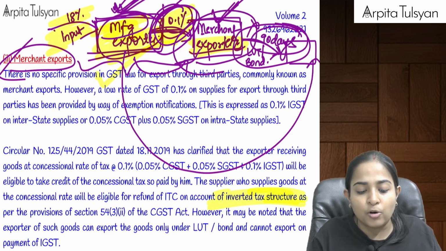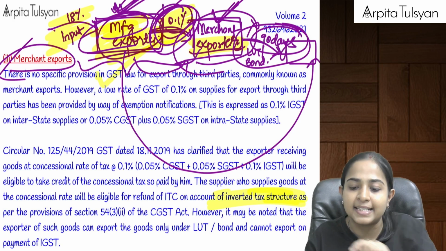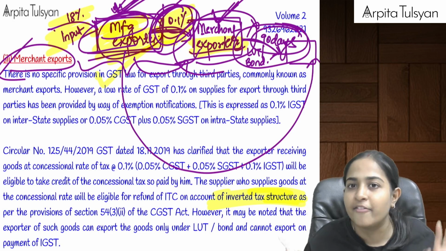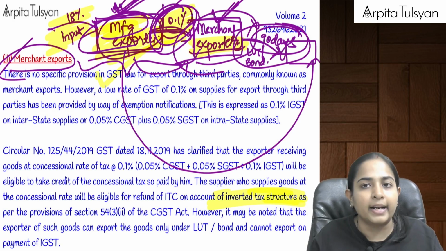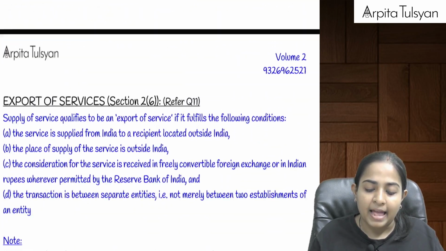It should directly go from the manufacturer's premises to the custom port, custom airport, custom land station, etc., or custom bonded warehouse. Don't keep the goods here and there. Okay, directly it should be exported from there. Are you clear with this?